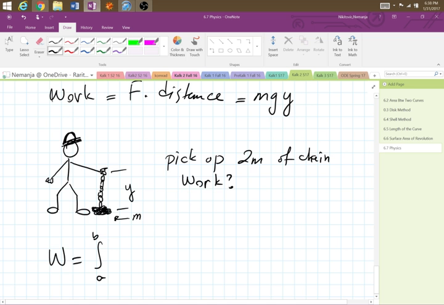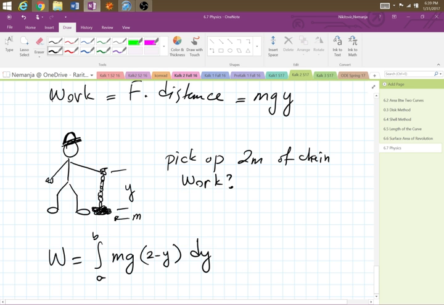And the question is the mass of the chain, right? M times G. And then what goes in parentheses? It's going to be 2 minus y. Why? 2 meters minus y. So y is the distance from your hand to the chain, and 2 is the 2 meters. Why 2 minus y?